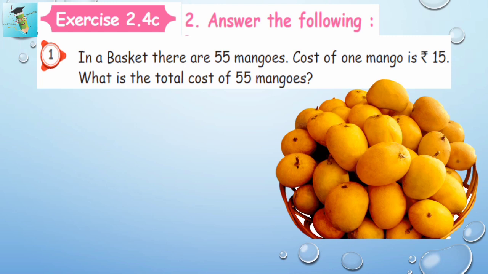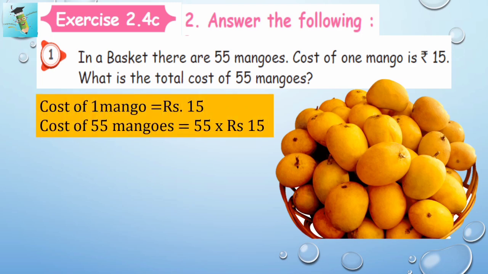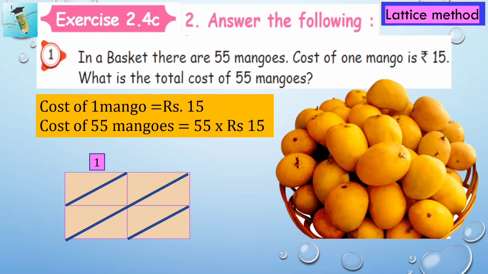For that we need to write the words also. I have entered from the question itself. See here, cost of one mango equal to rupees 15. Then cost of 55 mangoes equal to 55 into rupees 15. After writing this word, we need to select one method, any method. I selected lattice method. You can select your own also and let us check with that answer. See here, I need to enter the 15 at the top, or you can interchange, no problem. Now here right side 55. After entering this, we need to multiply with that symbol.